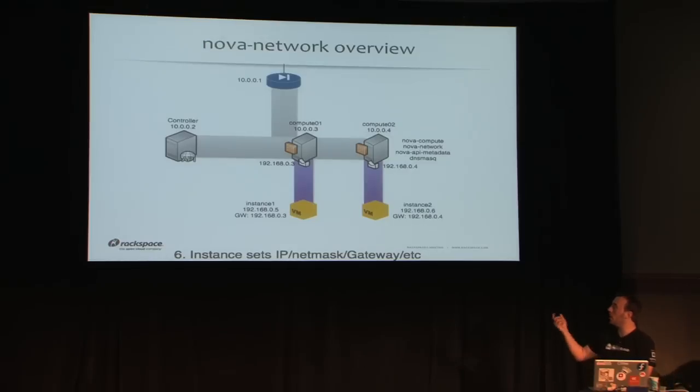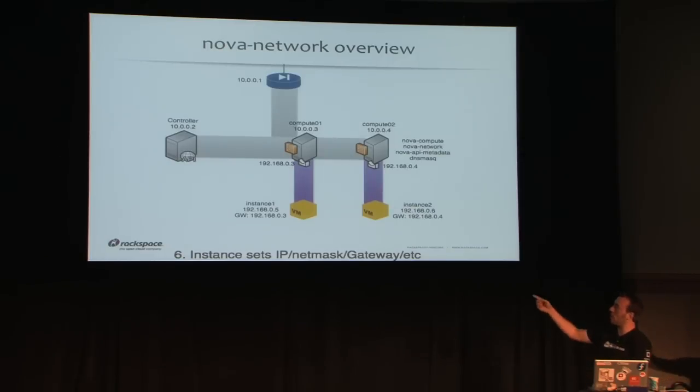Okay, so from here, if an instance is going to talk to the world, it's going to go through its default gateway, which is the compute host. There's an automatic rule put in place in the iptables NAT chain that says when my traffic is destined for something that is not another instance, I'm going to get NATed to the IP of the compute host, and then it's going to get sent out the default gateway of the actual physical server.